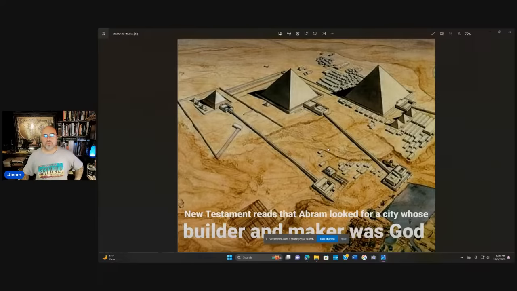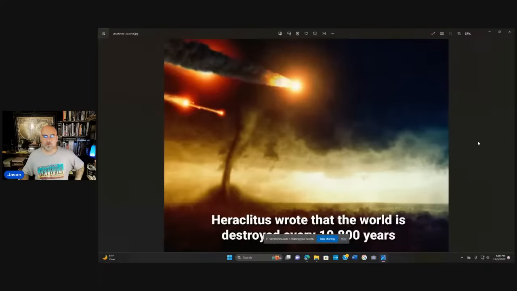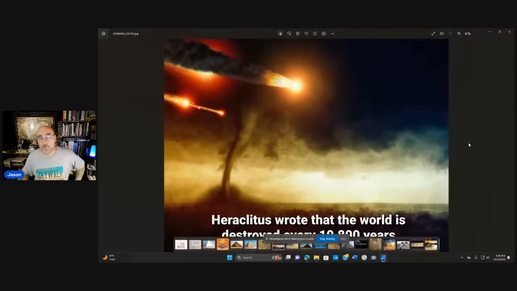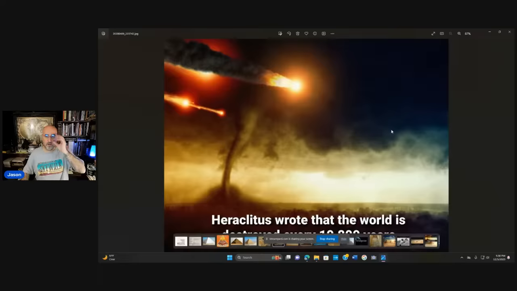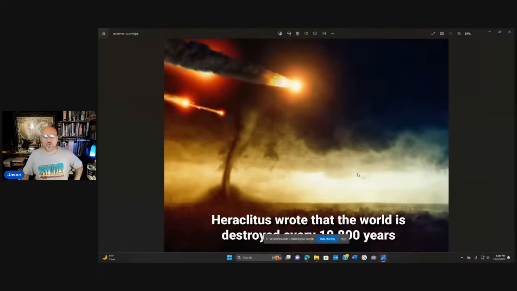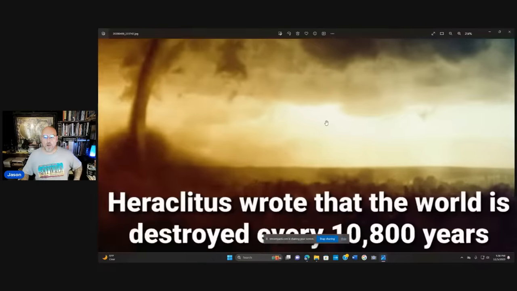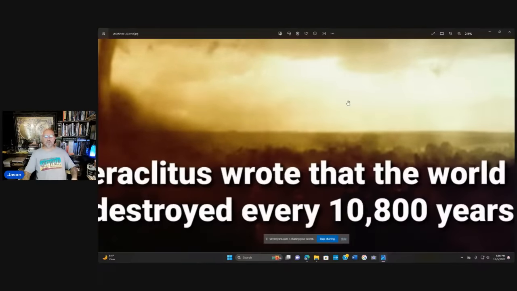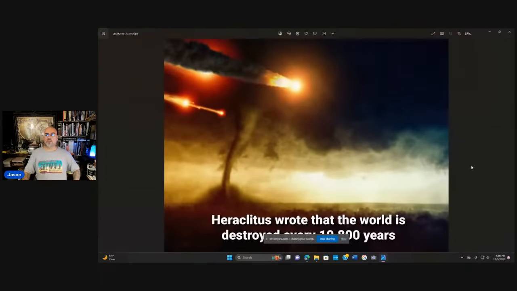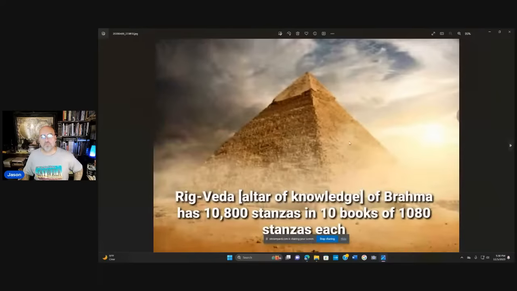New Testament reads that Abram looked for a city whose builder and maker was God. The only place he would have ever looked for a city that was described as such is right here. And remember, Abram did go to Egypt. Heraclitus wrote that the world is destroyed every 10,800 years. This is how information is preserved in fragments and traditions.